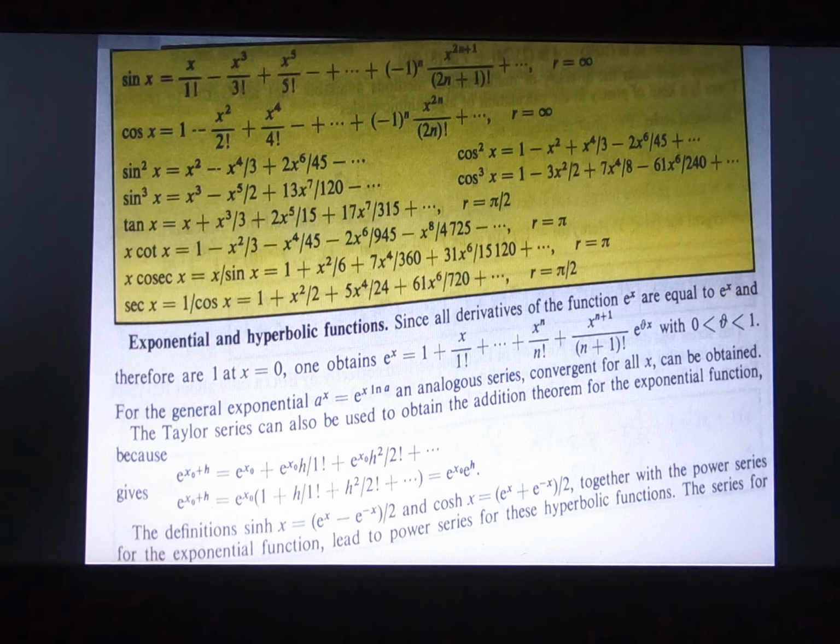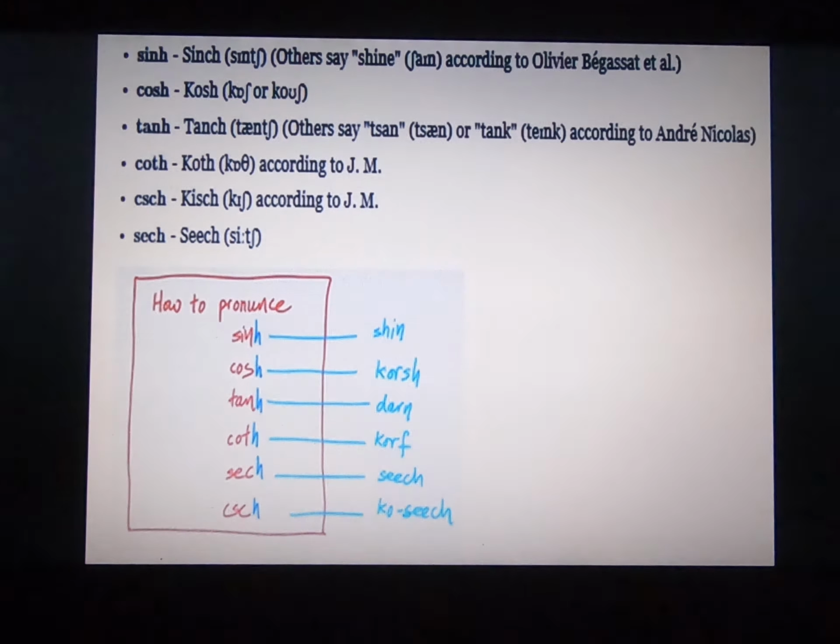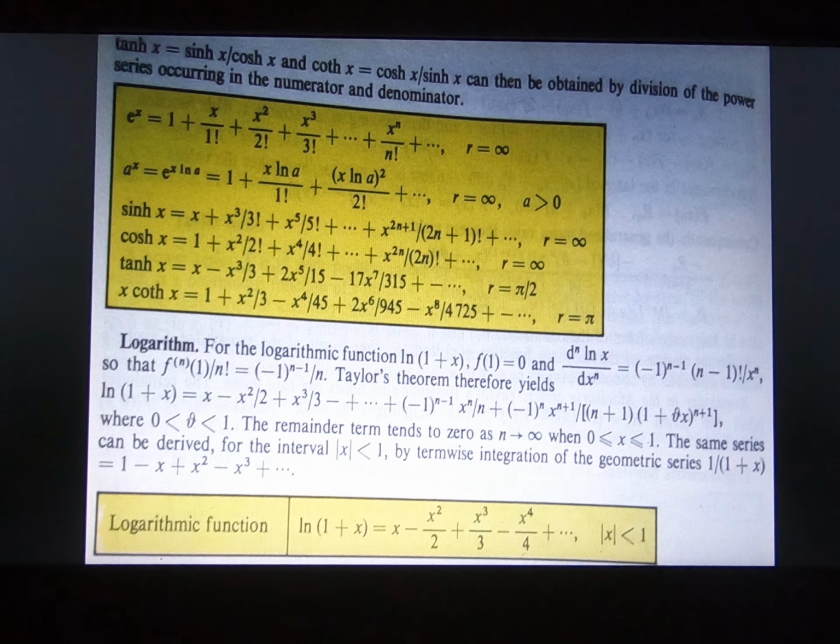And so the hyperbolic function is this. You also can get it from the exponential function. These are some pronunciations. Instead of saying hyperbolic sine, you can say shin. Okay, and hyperbolic tangent is equal to hyperbolic sine divided by hyperbolic cosine, and you can get all these expressions here.